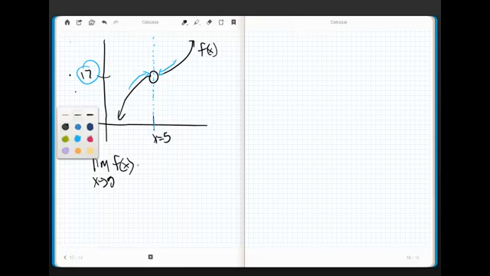My limit is 17. And I'm done. Now, why is this important?